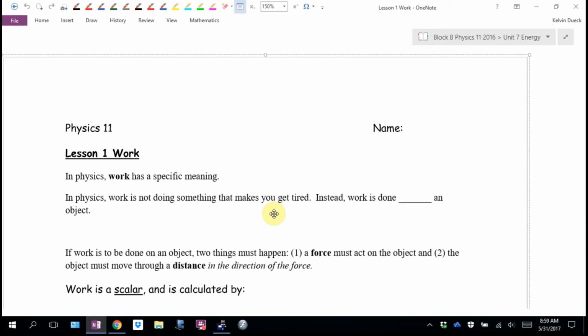In physics, the word work has a specific meaning, and unfortunately in English, it means something different. In English, when you say, I'm doing work, you mean, I'm getting tired. I don't have as much energy. In physics, work is not tiredness. We will talk about what tiredness is in physics, power, in case you're wondering. Instead, work is done on an object. You don't do work, you do work on something else.